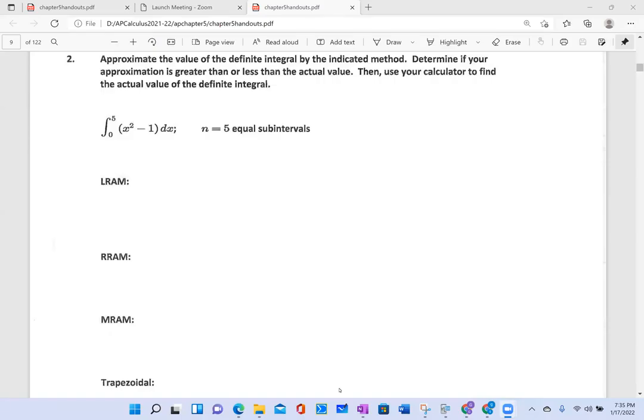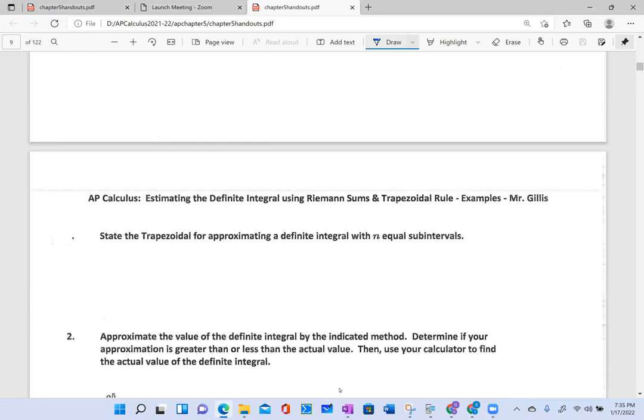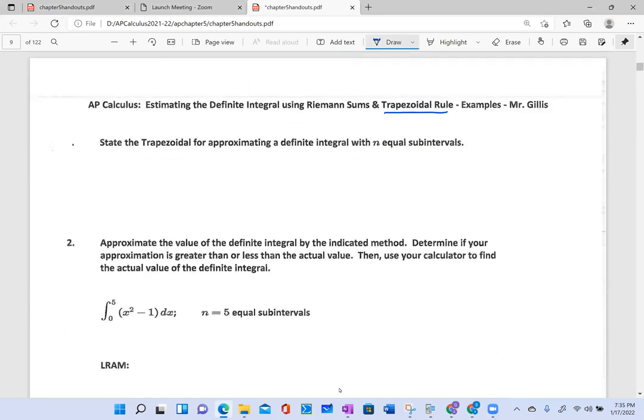Okay, everyone. So in this video, we're going to work on another method of approximation using a different rule called the trapezoidal rule. So how can we develop this rule? Let's go back to what we have.